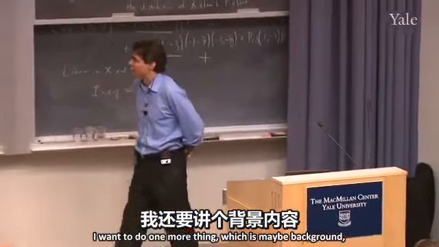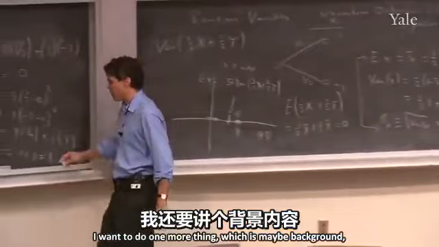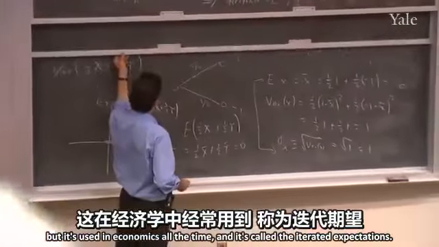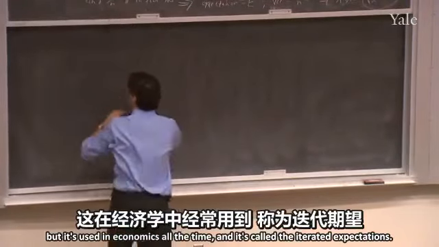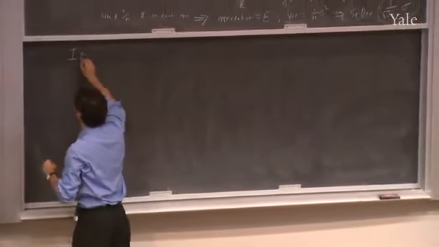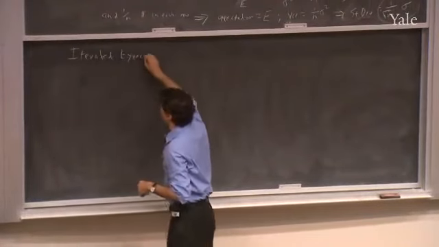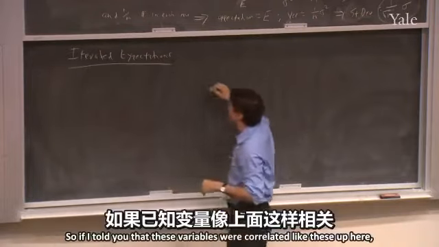Okay, so I want to do one more thing, which is maybe background, but it's used in economics all the time. It's called iterated expectations.